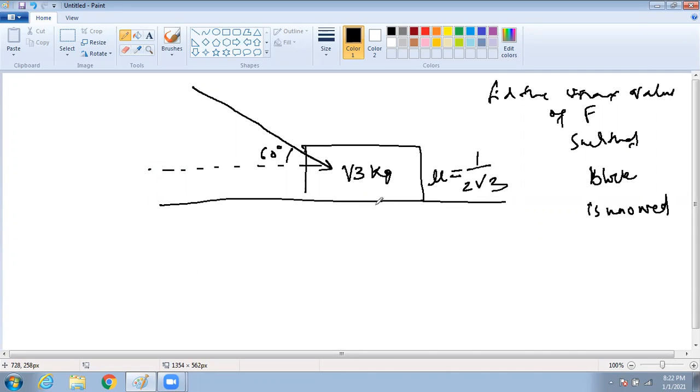I have to find the maximum value of F so that the block does not move. How much should I give F till it does not move? Means I will start pushing. What is the maximum value of F? Till what time does the body not move? Okay. So now who will tell me whether this mu is mu S or mu K? Who will tell me?